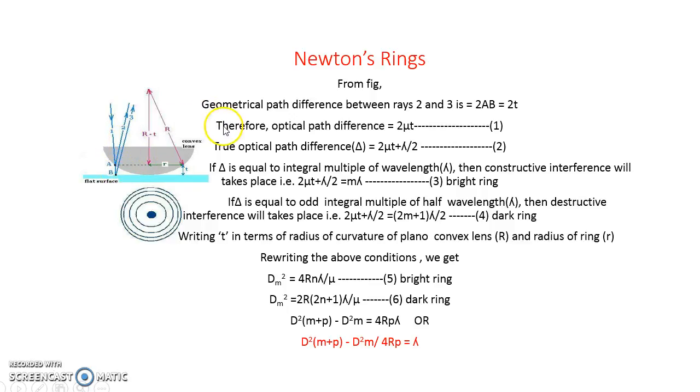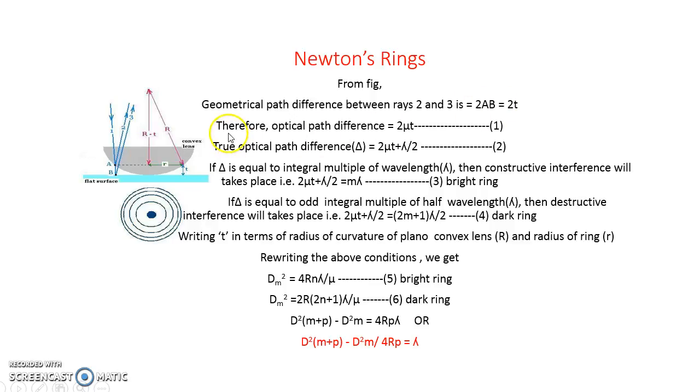Now here from the figure itself, we will write the simple geometry. The geometrical path difference between ray number 2 and 3 is equal to 2AB. Why have we considered 2AB? Because AB is one ray path and this is also AB, since the distance between these two points is very small, of the order of 10 to the power minus 8 centimeter. Therefore this distance is equal to this distance, so we have considered 2AB. This is the path difference between 2 and 3. As AB we have considered as T, therefore we have written here 2T.